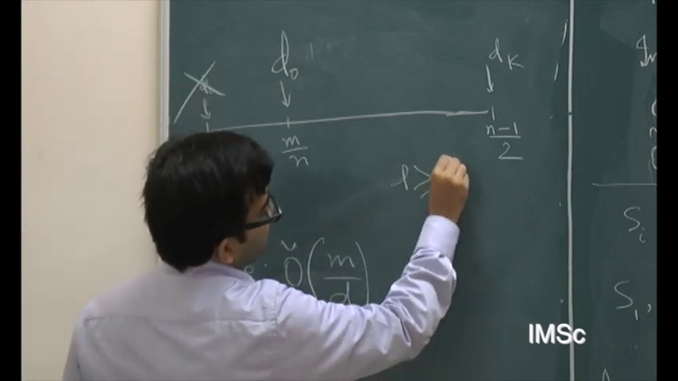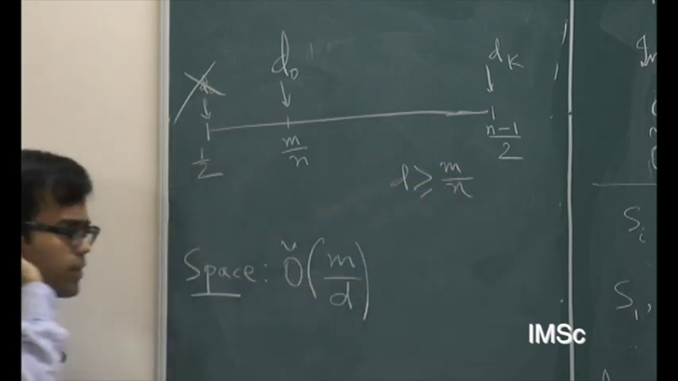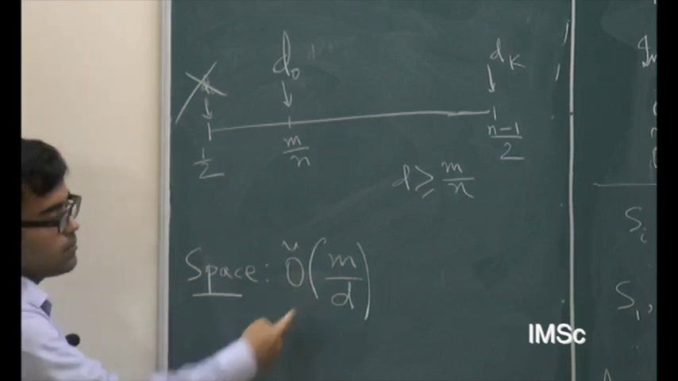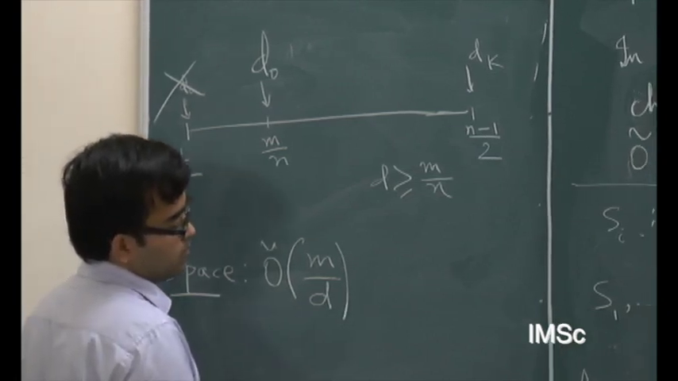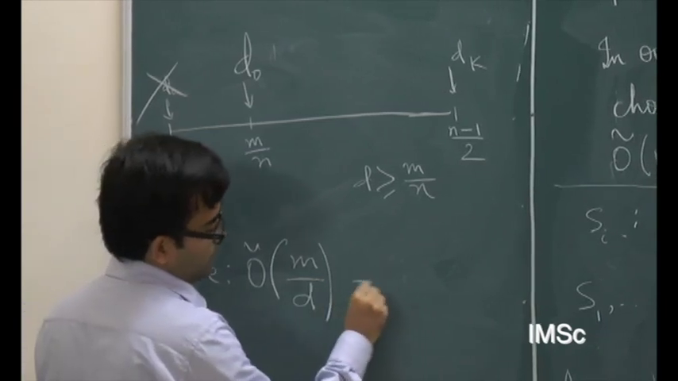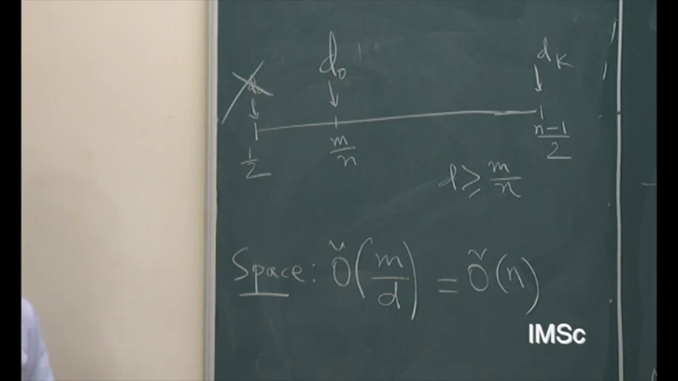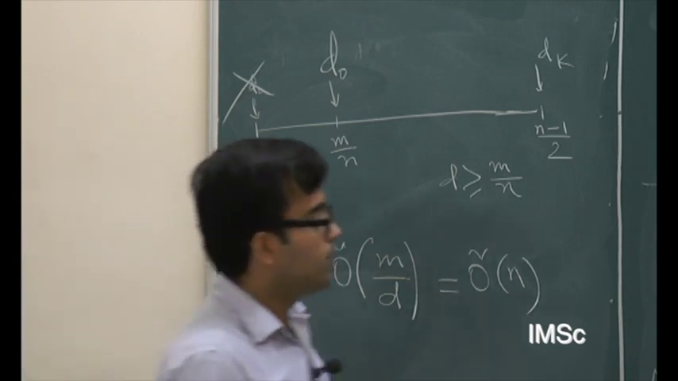So d has to be greater than m over n. Why? Because if you take the entire graph, you get density m over n. And if that is the case, what is the space requirement? Tilde of n. So we are fine. This is a semi-streaming algorithm.